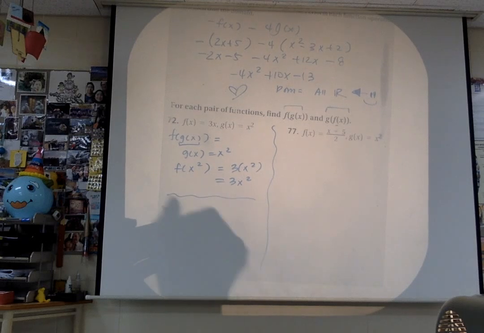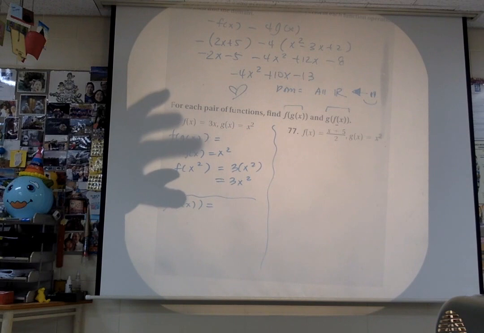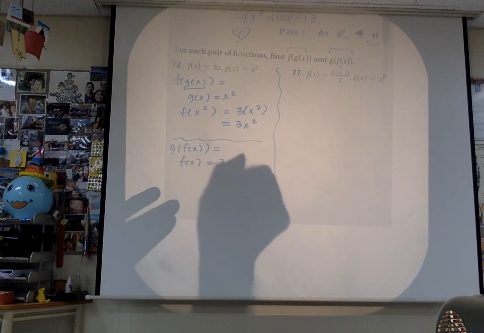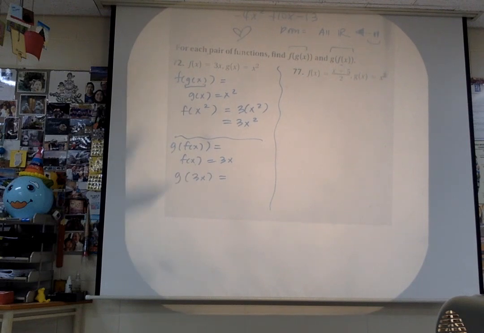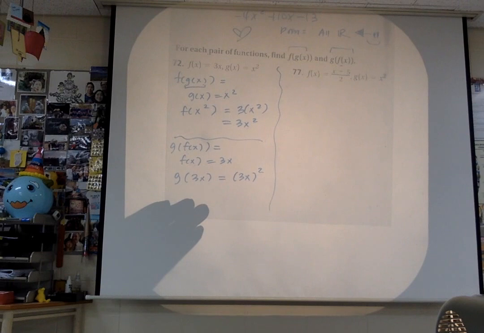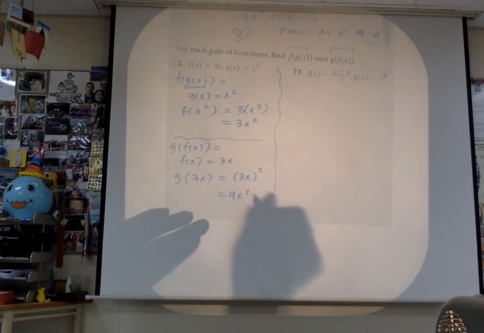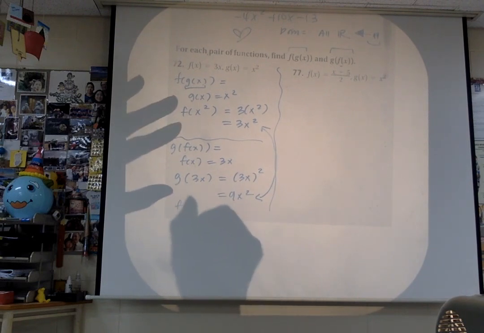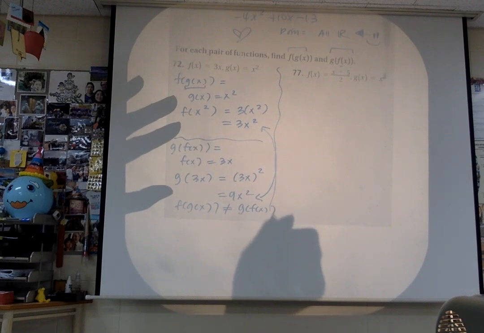Let's see what we get for g of f of x. Now, whatever f of x basically becomes your domain for g of x, doesn't it? Okay? So let's see if you understand that. So f of x is 3x. Now we take g of 3x. That's our domain now. So now we plug that into g of x, which is x squared. We get 9x squared. And watch, are they the same thing? No way, Jose. So we can conclude again, f of g of x is not the same thing as g of f of x, okay?